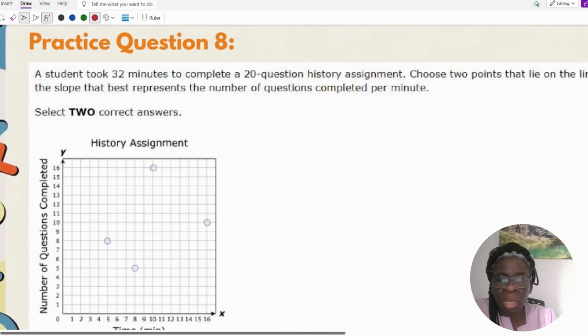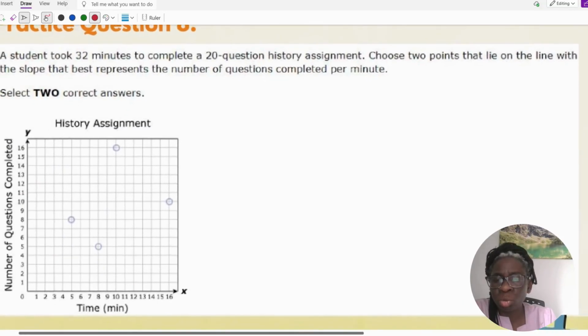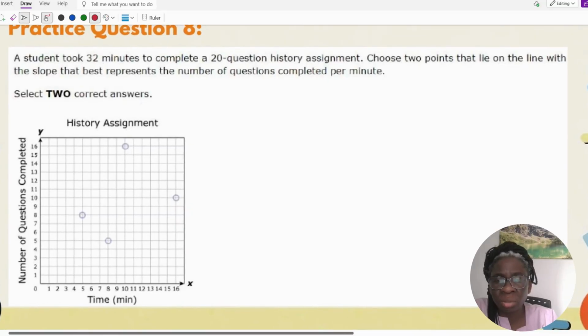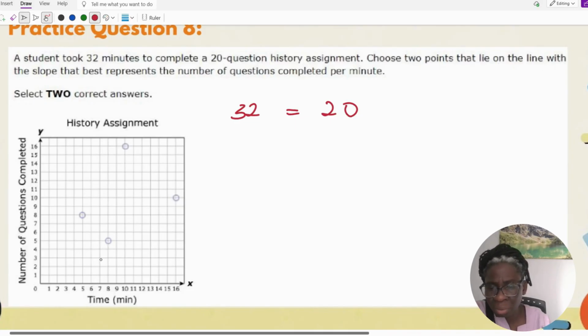Now to the next one. A student took 32 minutes to complete a 20 question history assignment. Choose 2 points that lie on the line with the slope that best represent the number of questions completed by minute. So 32 minutes to complete 20 questions. So now let's look at this one. It says 5 and 8. So if it took 32 minutes to complete 20 questions, how many minutes will it take to complete one question?